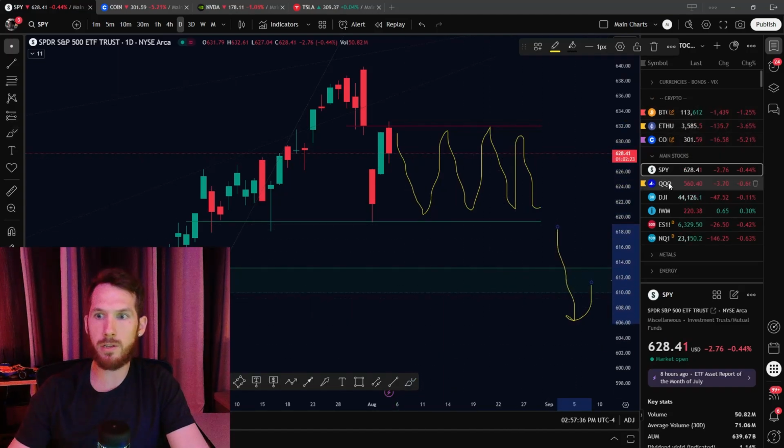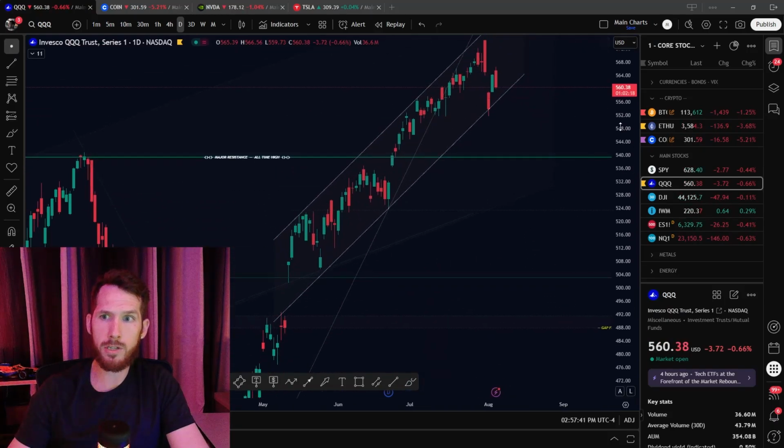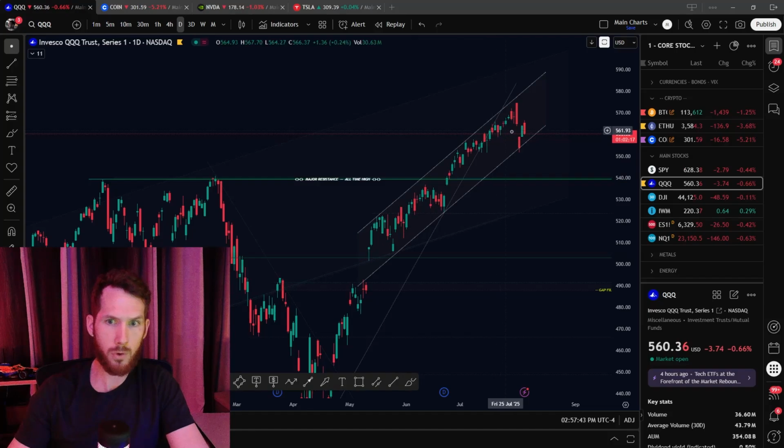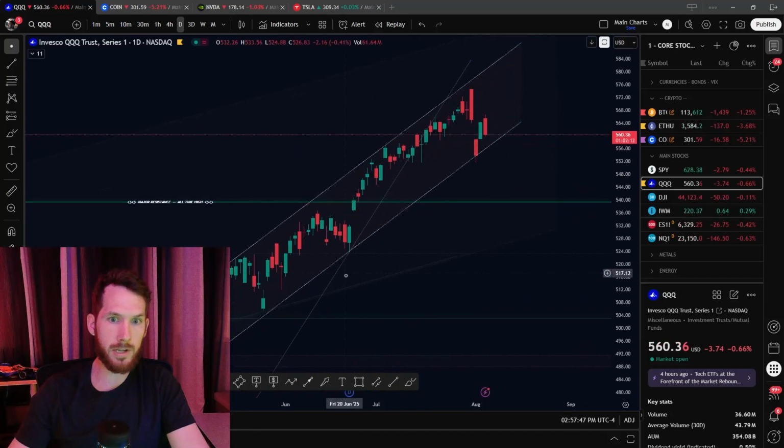All right, let's take a look at the NASDAQ. Really not a whole lot to say here. Price has been trading within this channel for quite some time. It either needs to break out to the upside or the downside, but either way, it's trading within this channel.